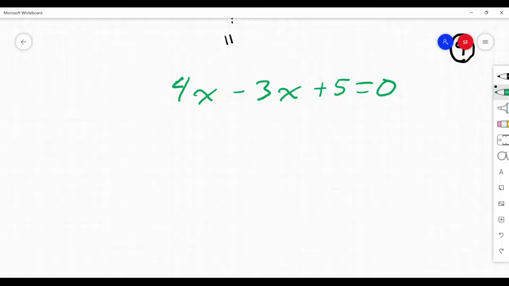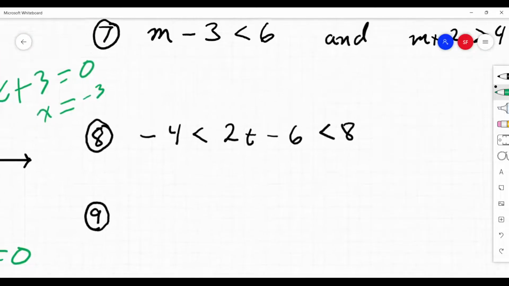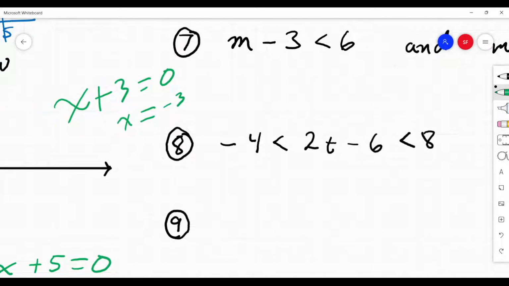Am I finished with this problem? No. How do you know? Because it doesn't equal anything. What doesn't equal anything? The problem. 4x or x. X is not by itself, right? So our goal is to get x by itself, right? Yeah. Now, back to this problem. Let me talk you through it.